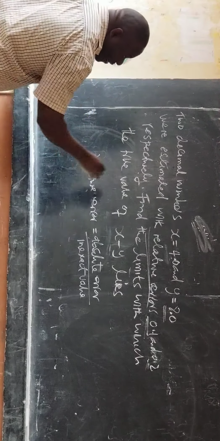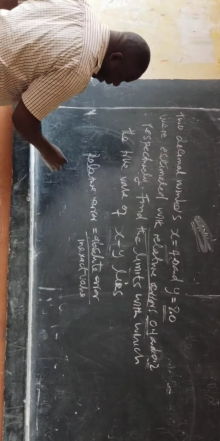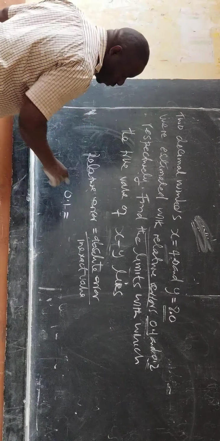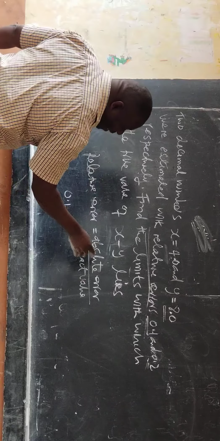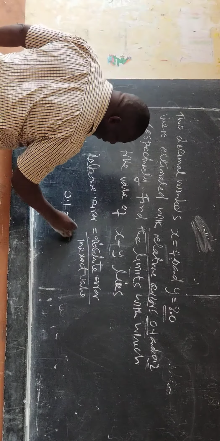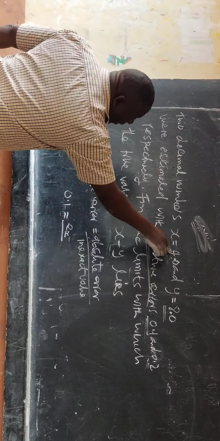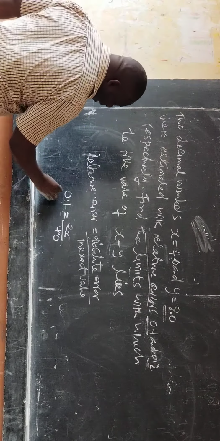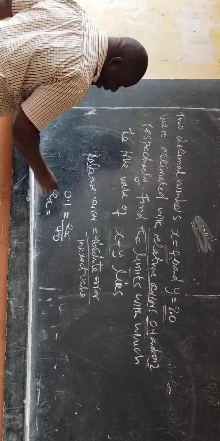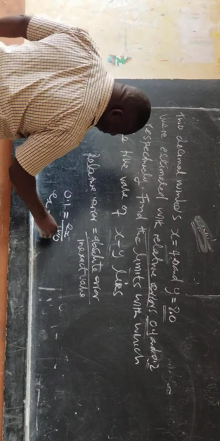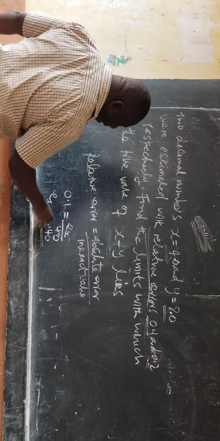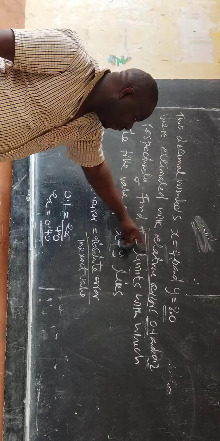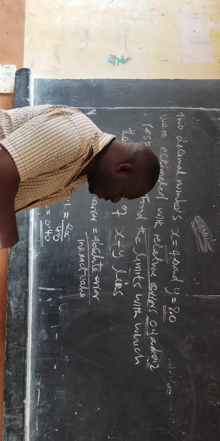So if we consider x, the relative error in x is 0.1, which is equal to the maximum possible error in x, the error in x, over the value of x, which is 4.0. If we cross multiply, we shall have the error in x as 0.40. That is the maximum possible error which was made in x if its relative error was 0.1.